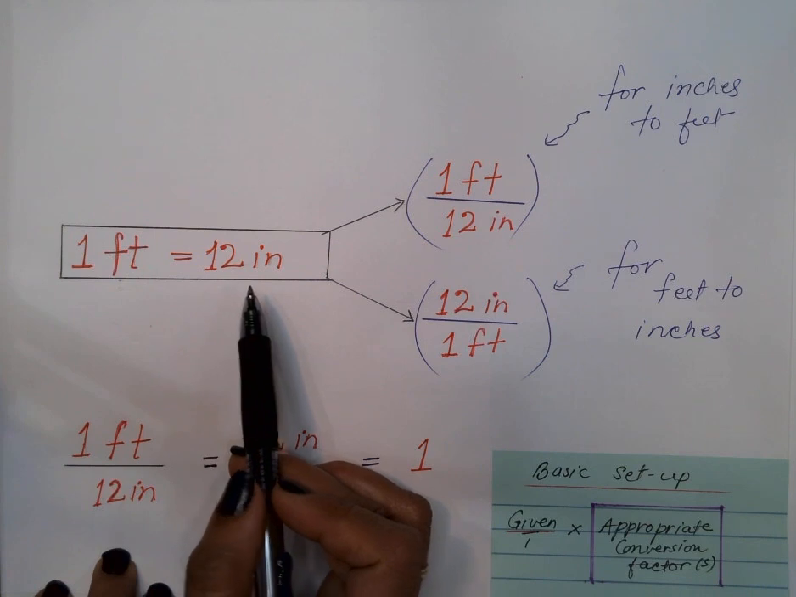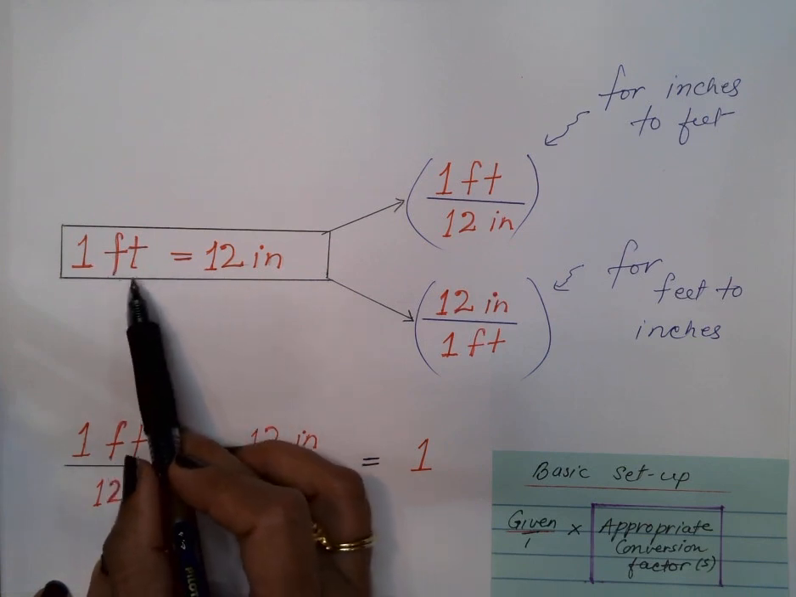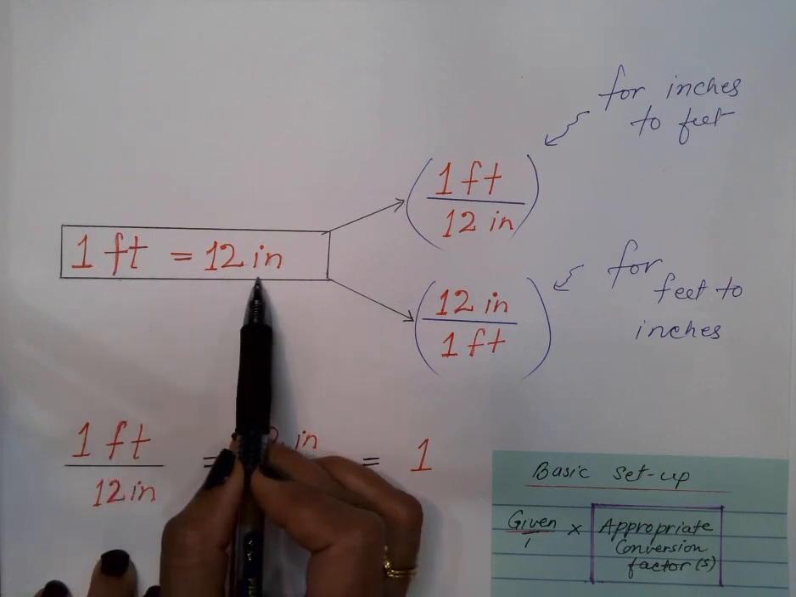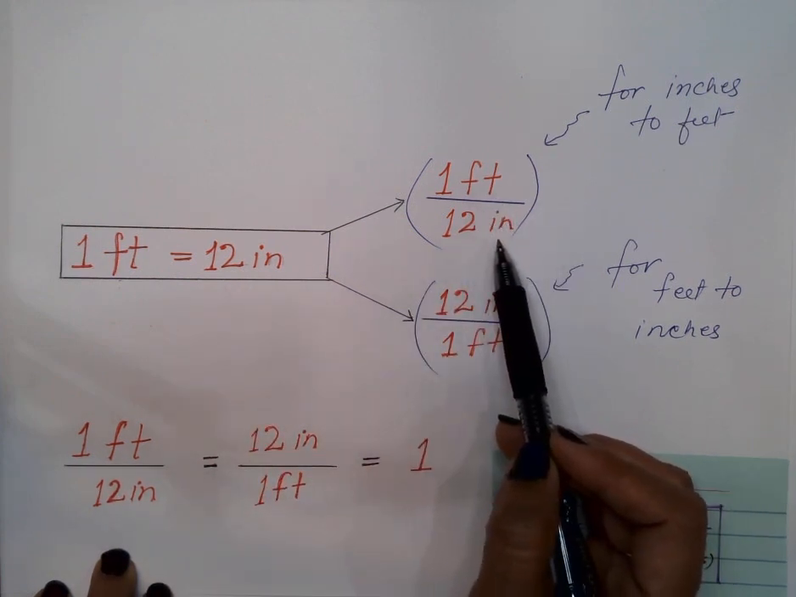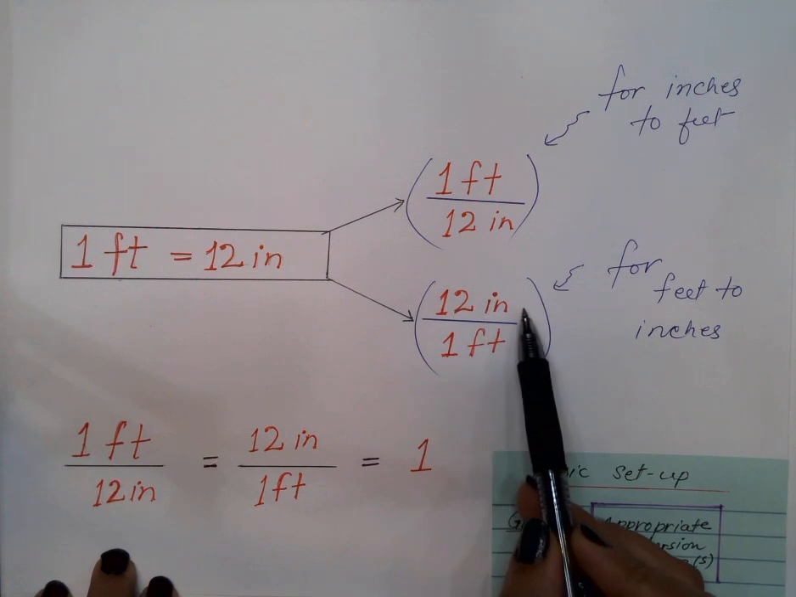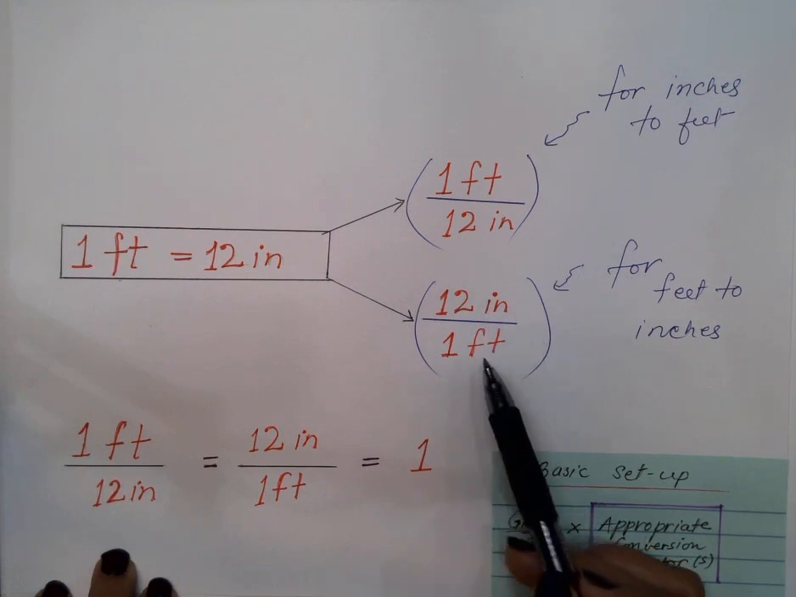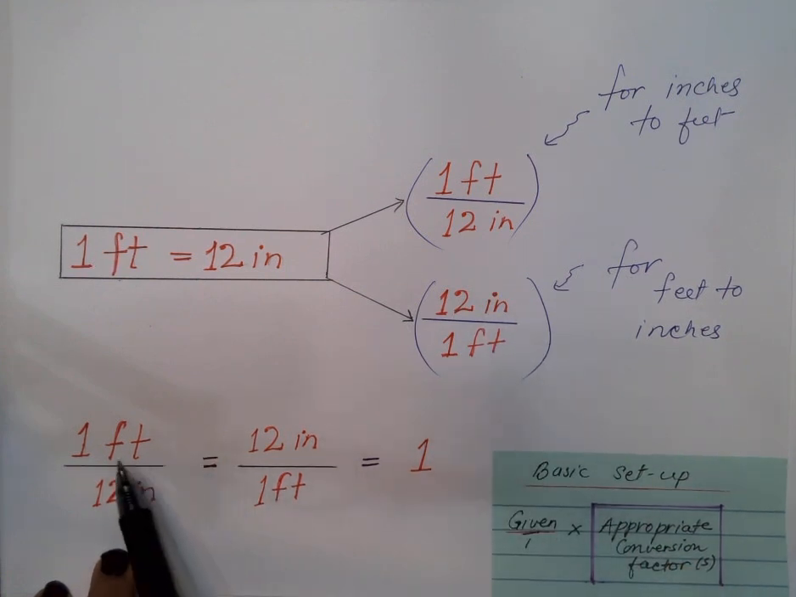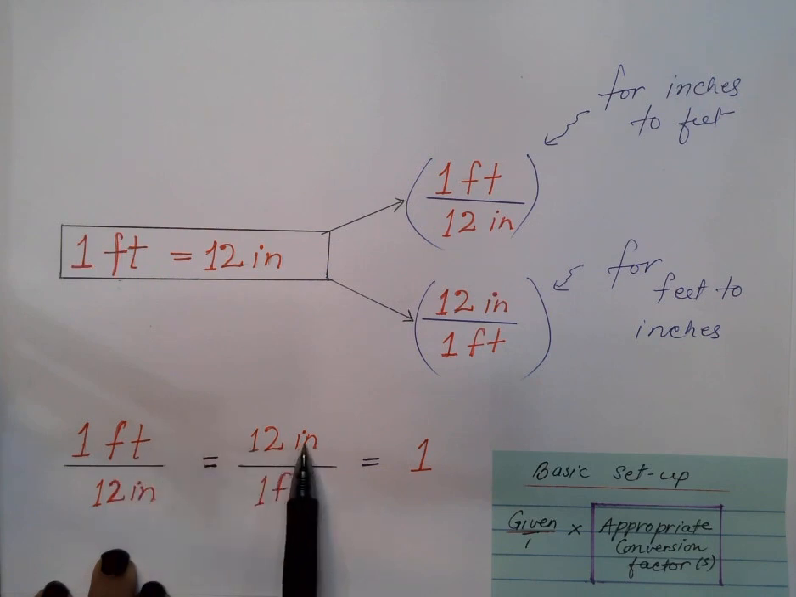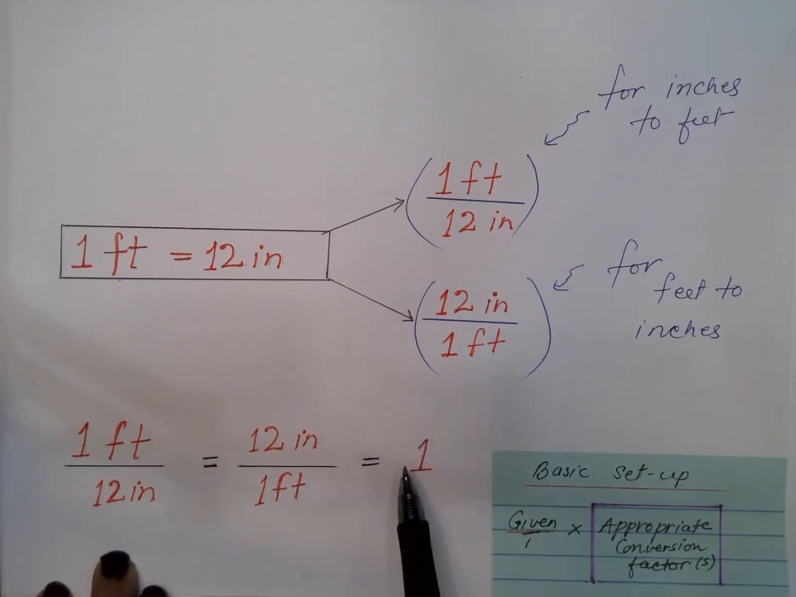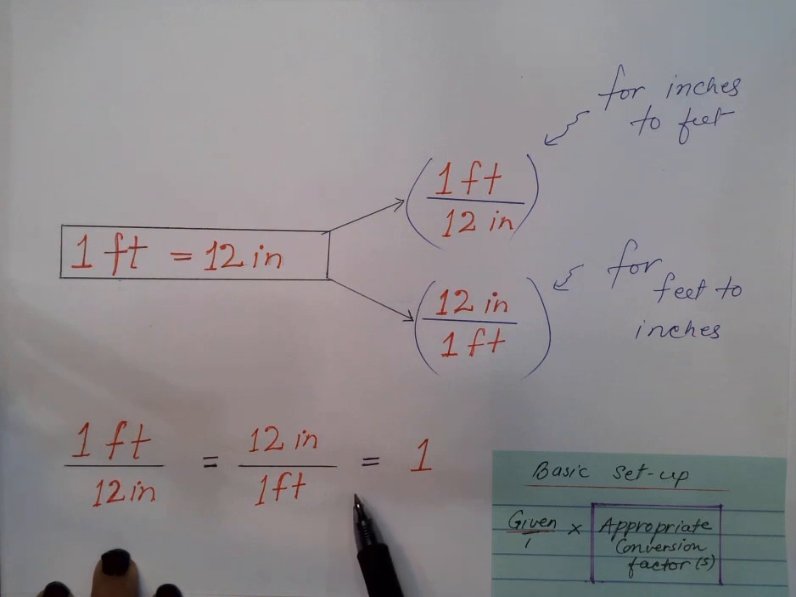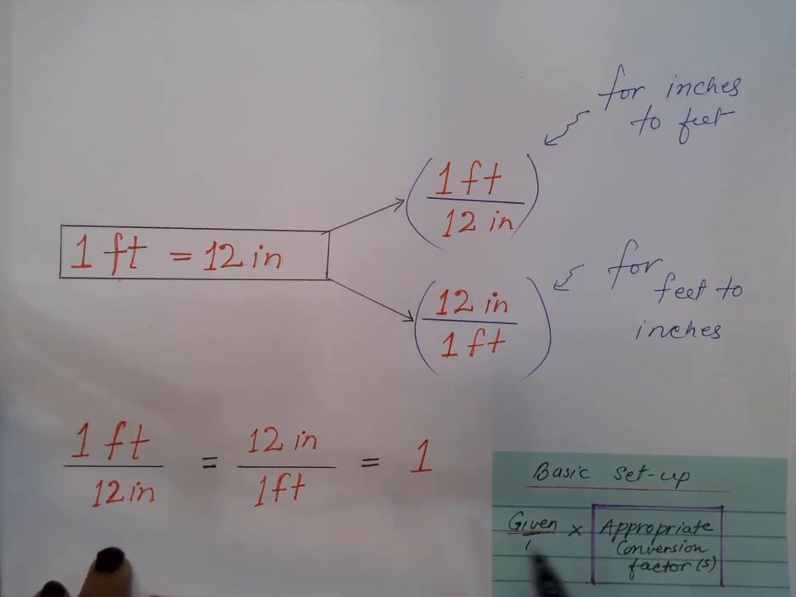There are two ways to write this equivalent. 1 foot equals 12 inches. We can say that 1 foot has 12 inches, or we can say there are 12 inches in 1 foot. When you put the units in this way, the ratio becomes equivalent to 1, because it's only the units which are different, but the ratios are expressing the same quantity.